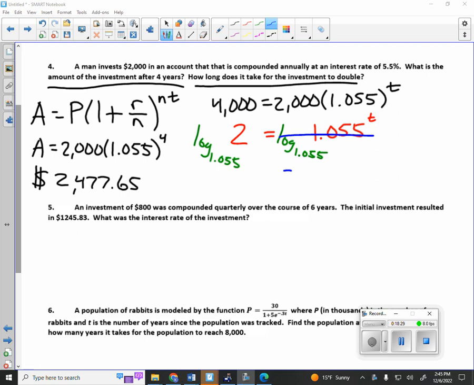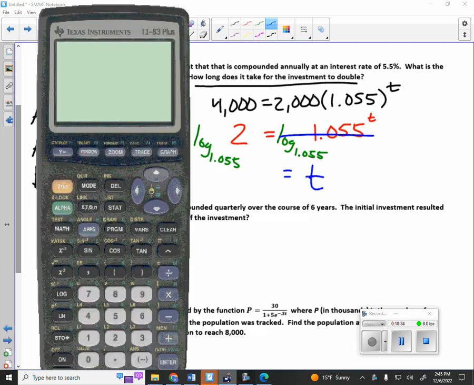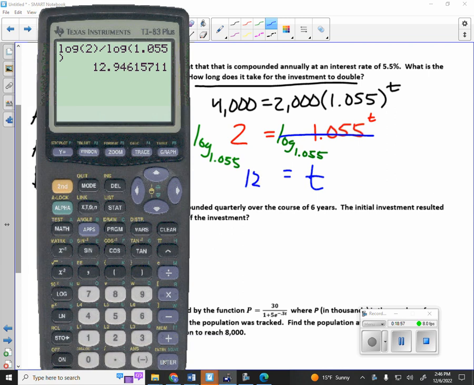Notice that those cancel, giving me t. And then on the left-hand side, how is it that I compute log base 1.055 of 2? Log 2 divided by log of 1.055. Some of you might have an actual change of base operation on your calculator. I don't. So I've got 12.95. So it takes almost 13 years for this to double in value. Okay?